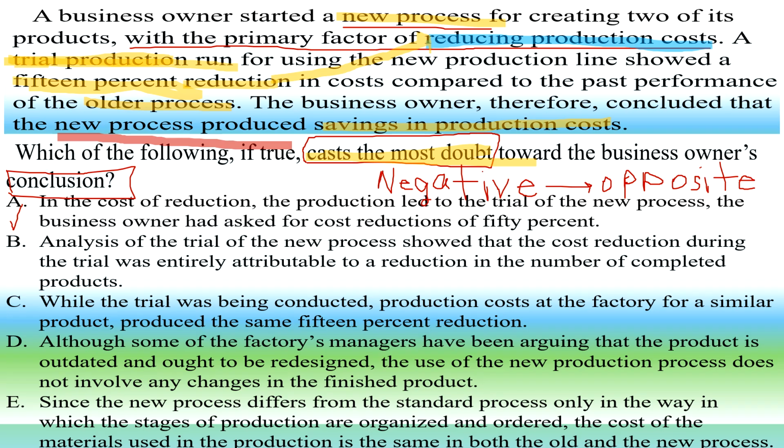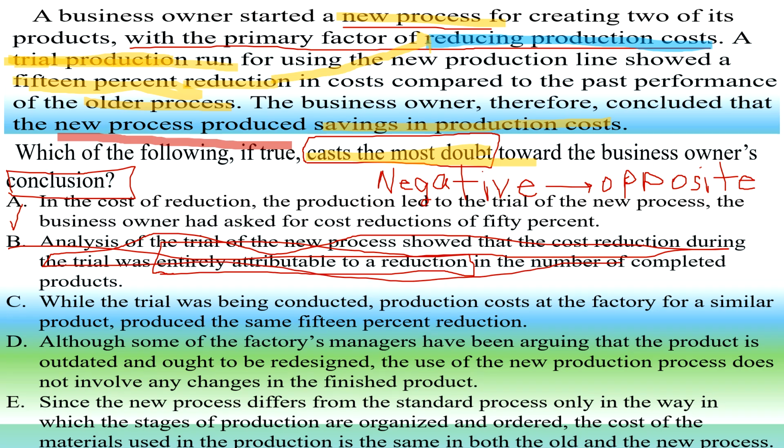Analysis of the trial of the new process showed that the cost reduction during the trial was entirely attributable to a reduction in the number of completed projects. Well, yeah, we hope so. This is called not important. Yeah, okay, who cares? Yeah, right. Okay, so what? This is logical, remember? This is critical reasoning, which is logical reasoning also. So B, we're going to put does not matter. Who cares if this happened? So it's so unimportant that it doesn't count, so you scratch it off, and you will have these choices on your exam.